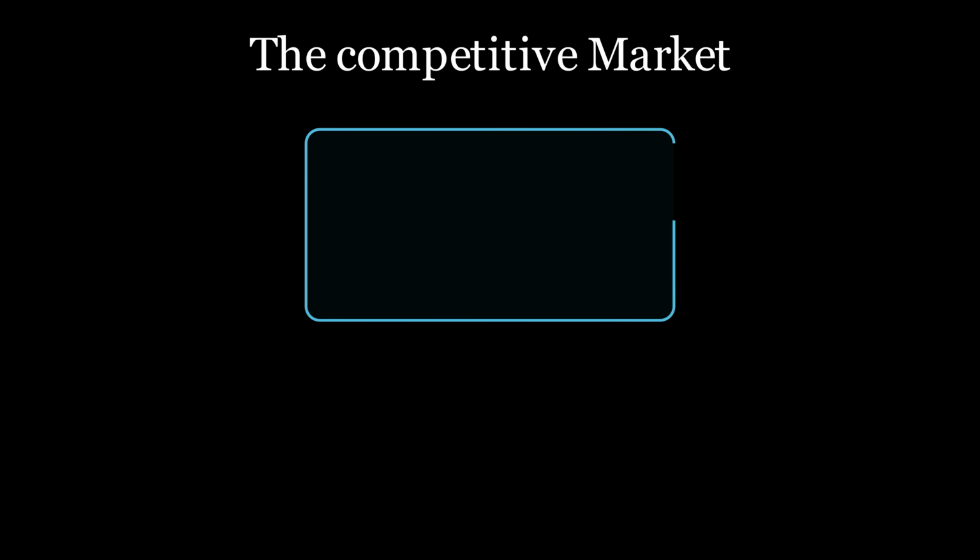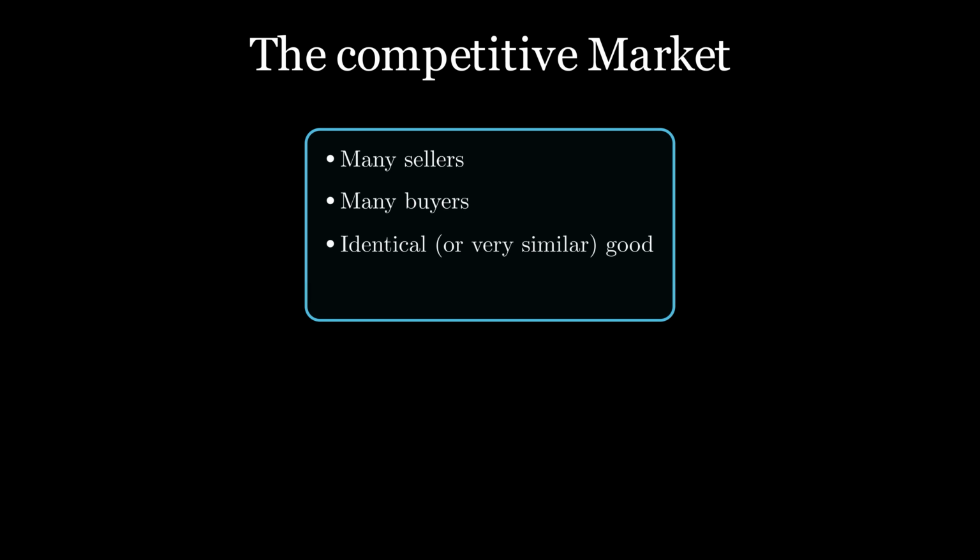This is what we call a competitive market, where there are many sellers, many buyers, and the goods being sold are identical or very similar. And no single buyer or seller has the power to influence the price. So everyone is a price taker.